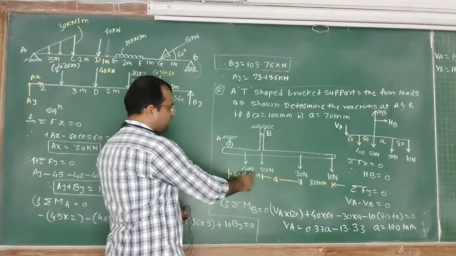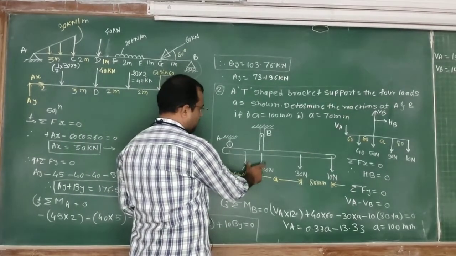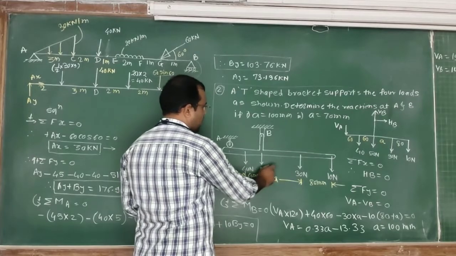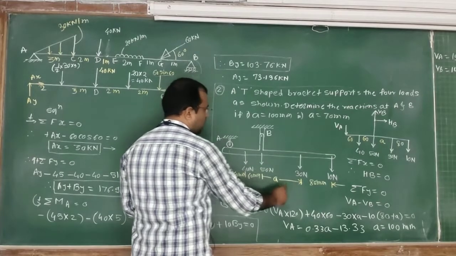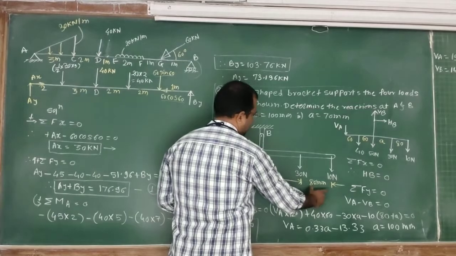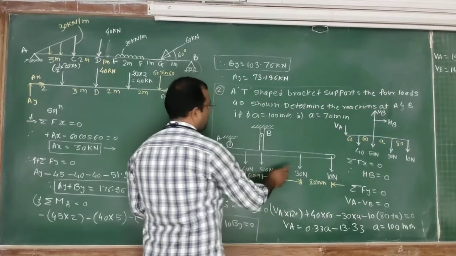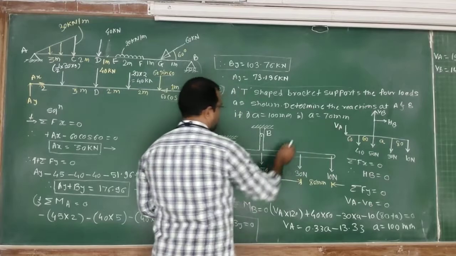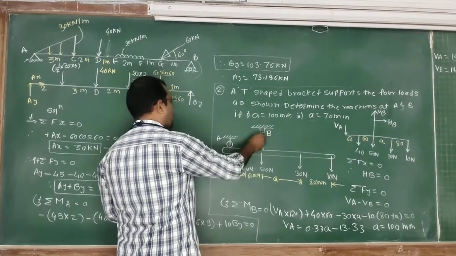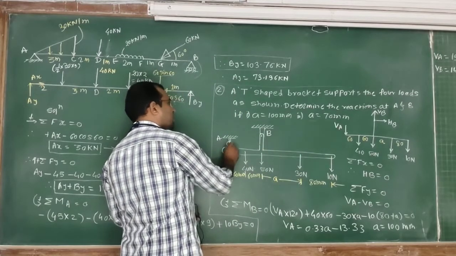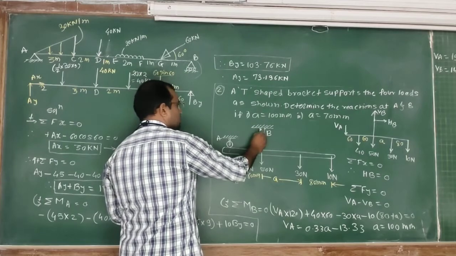And the distance is given: 60 in between these two, 40 and 50; 60 in between 50 and 30; A, and 30 and 10 Newton is 80 mm. This value of A is given for the first case as 100 mm and for the second case it is 70 mm. According to that you have to find out the support reaction at A and support reaction at B.